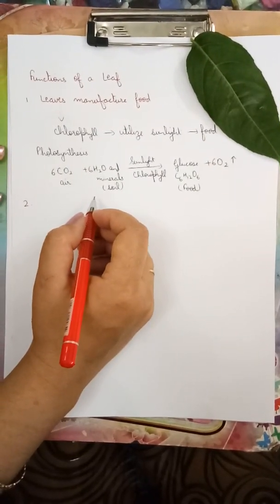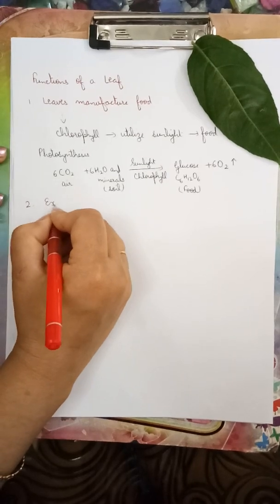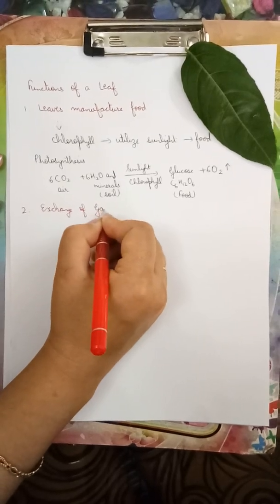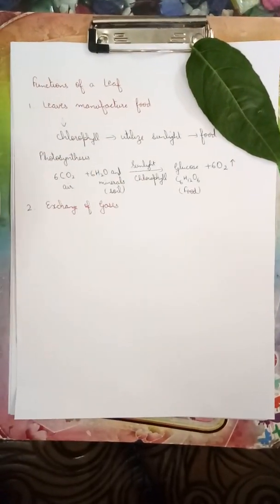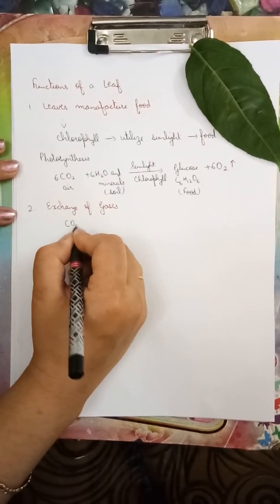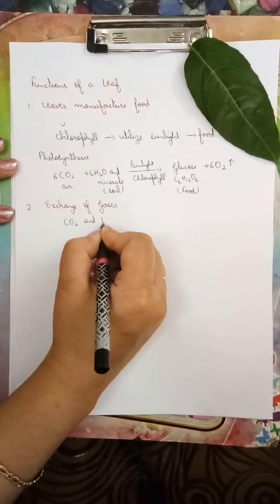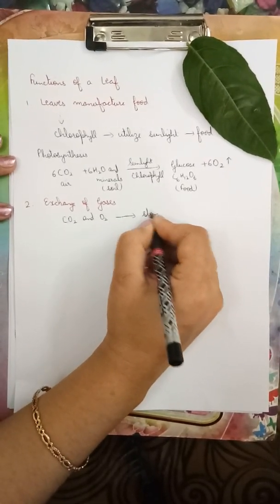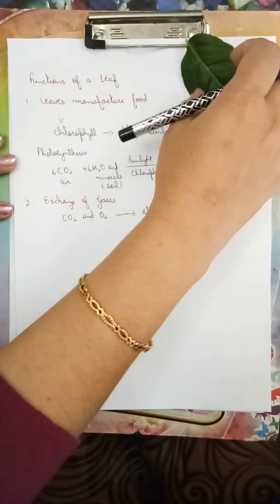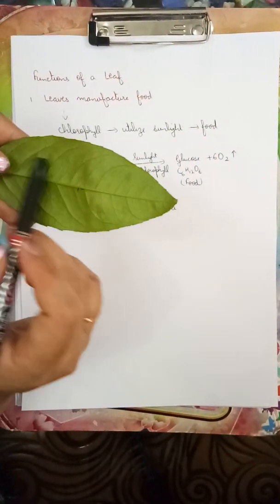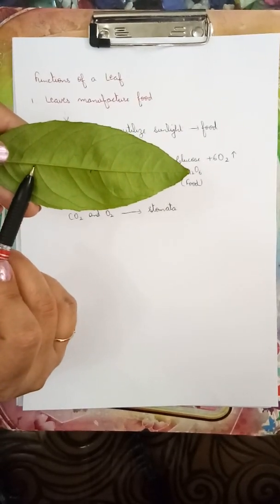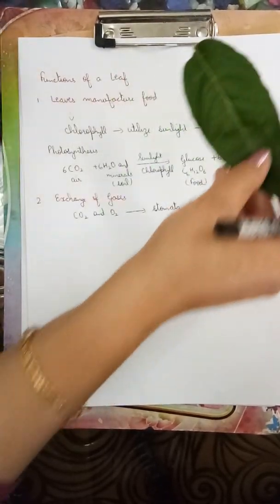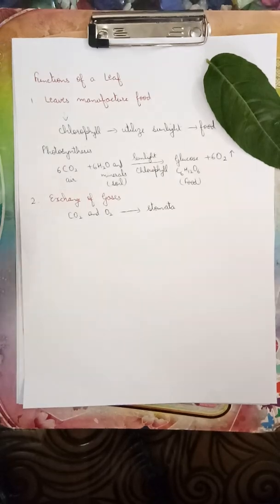The second important function of the leaf is exchange of gases. Exchange of gases such as carbon dioxide, that is CO2, and oxygen takes place through tiny pores present on the leaves known as stomata. These stomata are present on the lower surface of the leaf, and they are tiny microscopic pores through which exchange of gases takes place. So carbon dioxide and oxygen are exchanged through stomata.